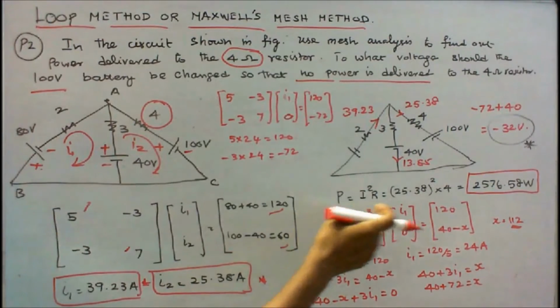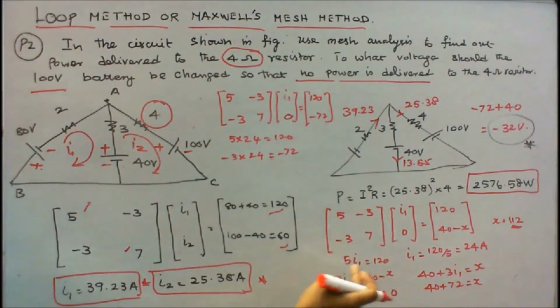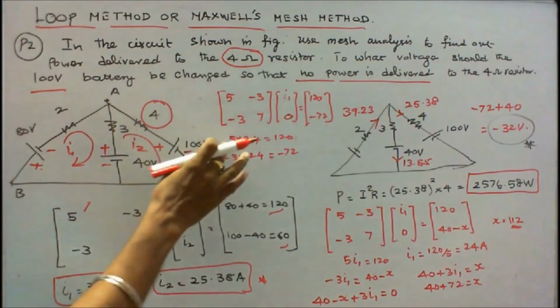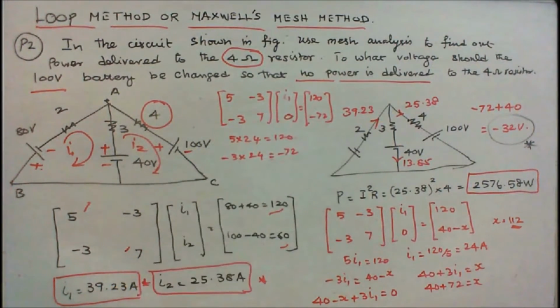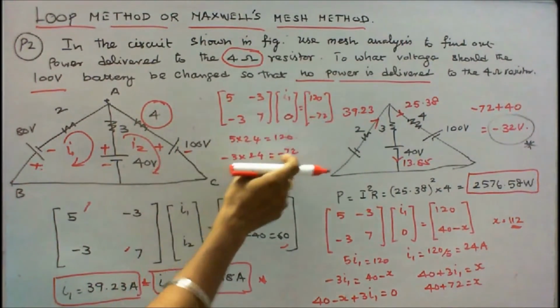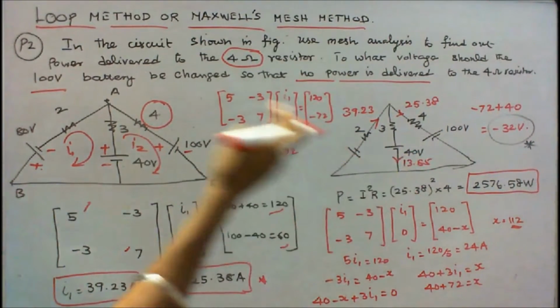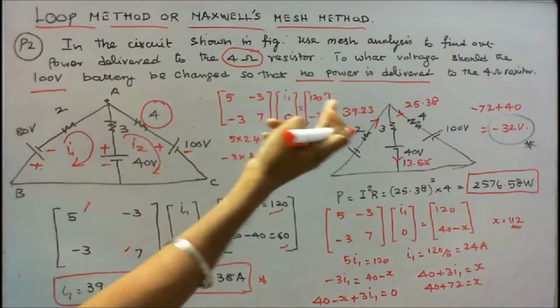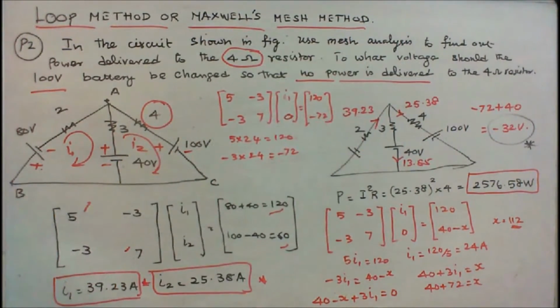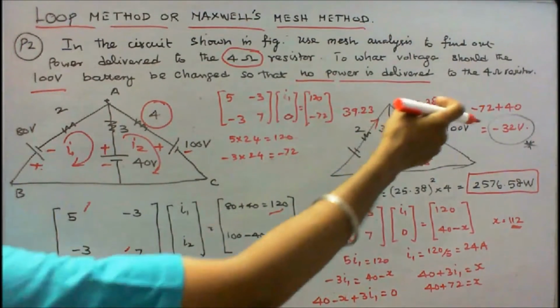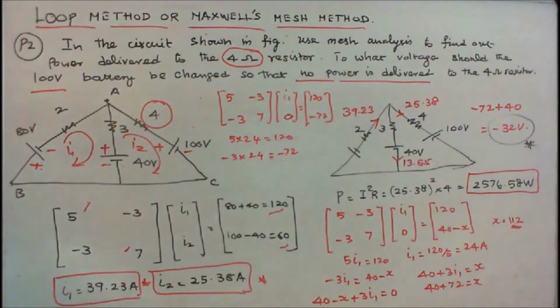Here 5 into I1 is equal to 120. I1 is equal to 120 by 5, that is equal to 24 amps. 5 into 24 is equal to 120. Minus 3 into 24 is equal to minus 72. Correct. Here I have to find the voltage so that no power is delivered to the 4 ohm resistor. This is minus 72, and one battery is already there, 40. So minus 72 plus 40 is equal to minus 32 volts.